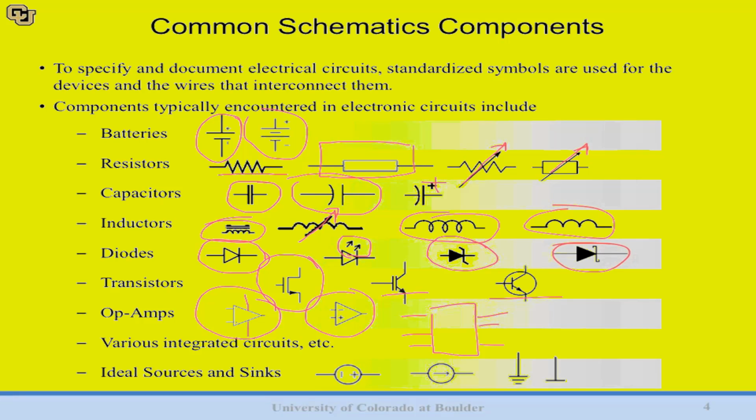Ideal sources and sinks, we have our voltage source and our current source you're probably familiar with. Additionally, when representing schematics, we use ground symbols so that we don't have to connect all the ground nets. And we can use either of these two symbols, or sometimes even a triangular symbol like this. It doesn't really matter, just make sure you're consistent.